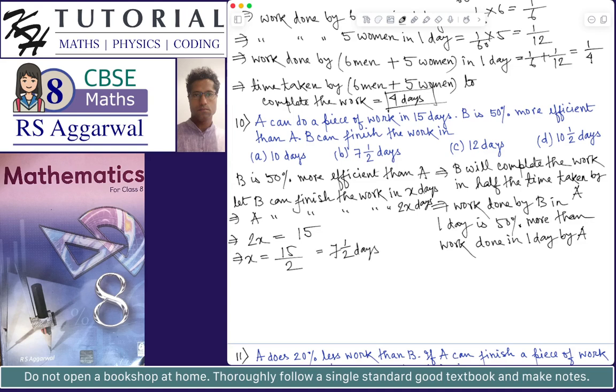What was X? X was the number of days B can finish the work in, and the question is asking for that. So the answer is 7.5 days. So the correct choice is B.